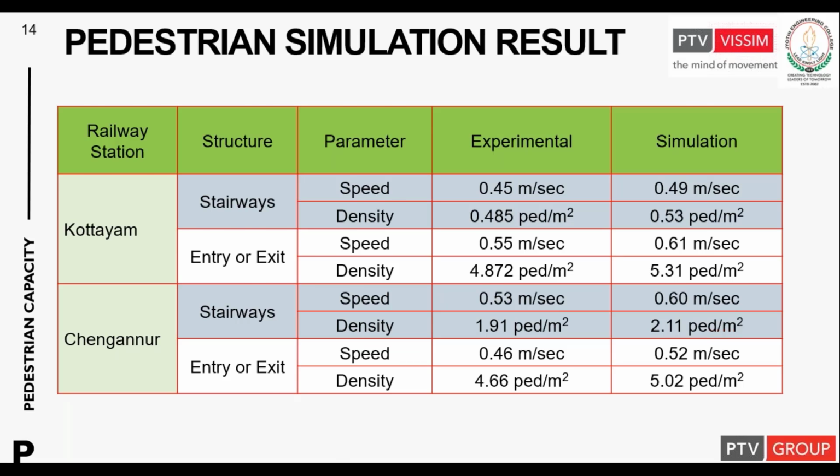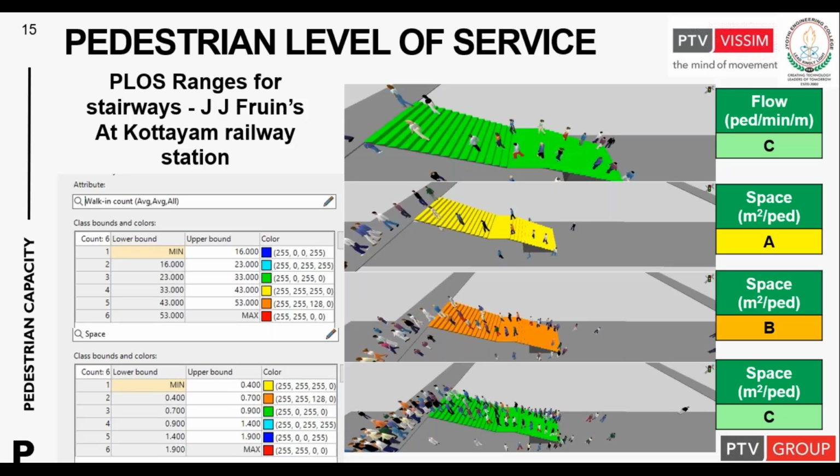And then, using Vissim, the pedestrian level of service can be easily evaluated using the color scheme option, with the support of the attributes of density or space, and the number of flow and the average speed of the pedestrians can be easily visualized. I am using the guidelines of JJ Fruin and Indo HCM 2017, and these are the 2 guidelines I am following in the Vissim software.